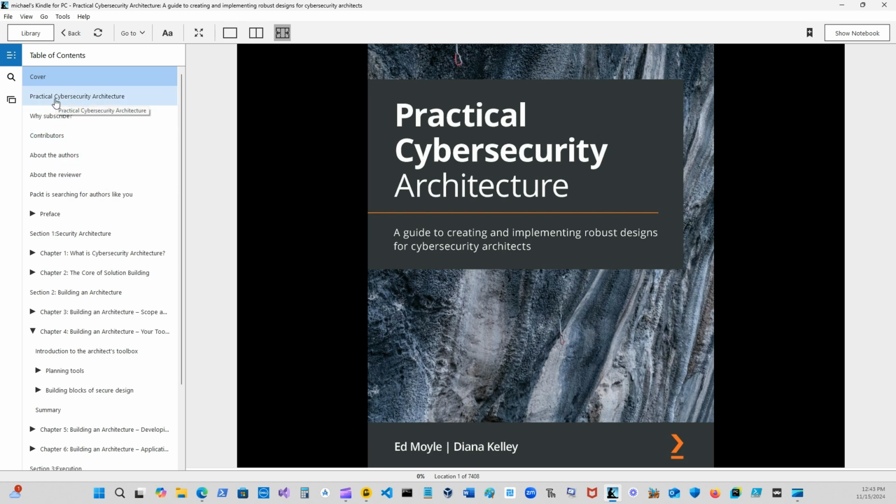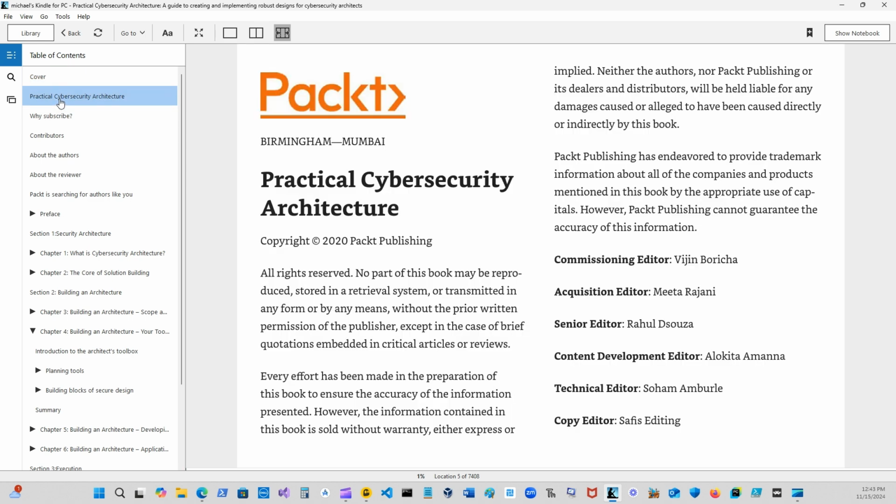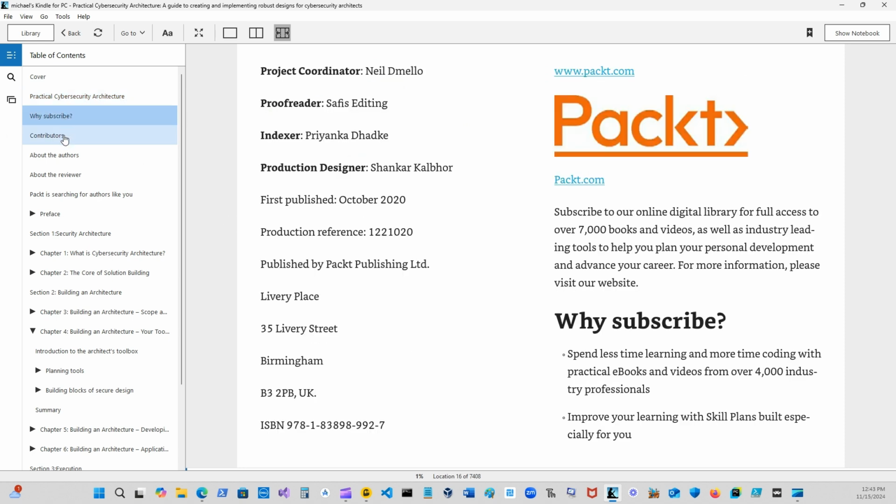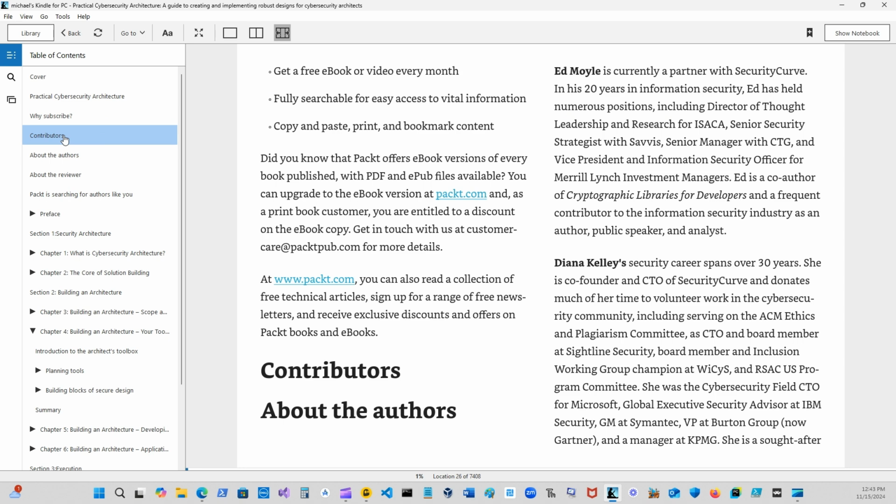So we'll go through this real quick. This is Practical Cybersecurity Architecture, a guide to creating and implementing robust designs for cybersecurity architects, right? And who wrote it? We always give credit to the authors. About the authors: Ed Moyle is currently a partner with SecurityCurve, with 20 years in information security. Ed has held numerous positions, including director of thought leadership, and I like how they use that.